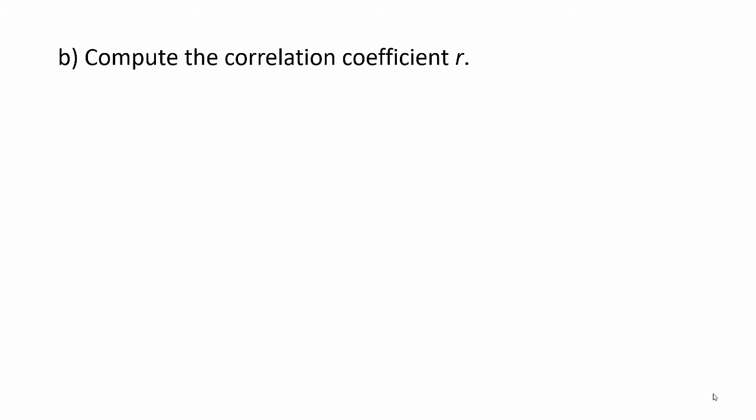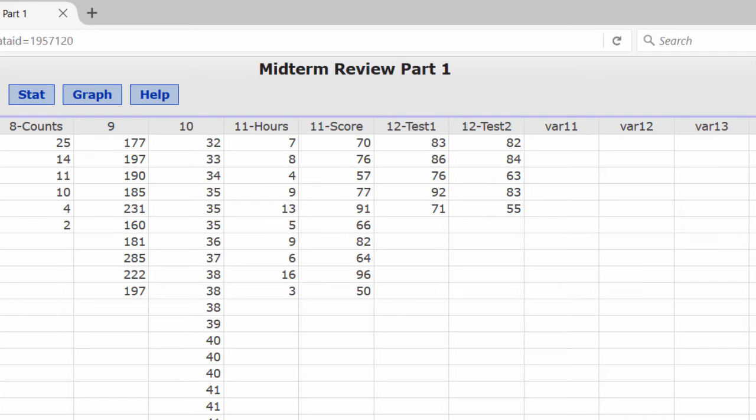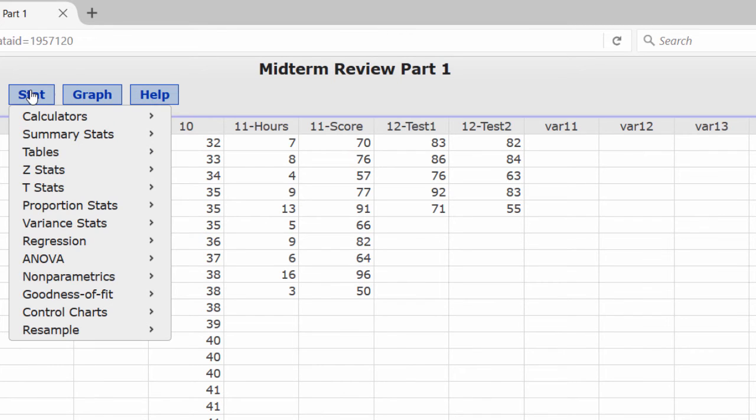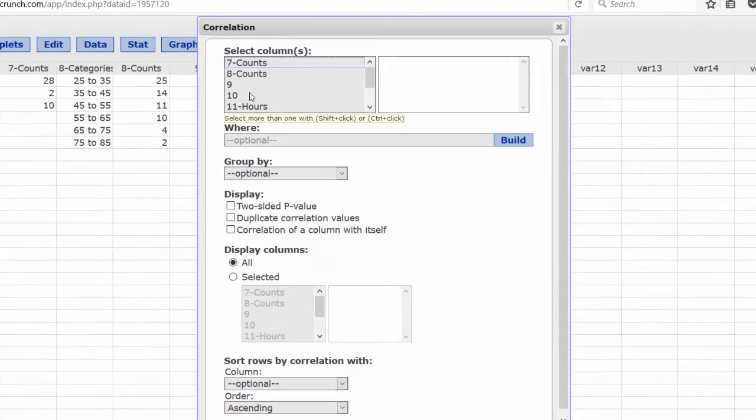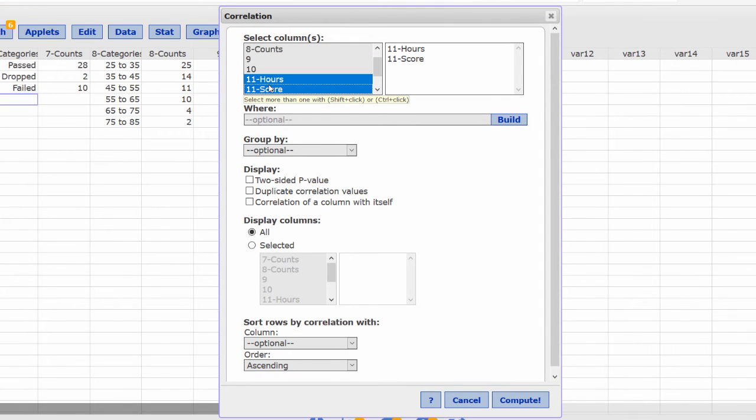Compute the correlation coefficient R. Again, we turn to StatCrunch. The hours are recorded in the column labeled 11 hours and the scores in the column labeled 11 score. To compute the correlation coefficient, I can press Stat, Summary Stats, Correlation. Select the two columns, 11 hours and 11 score.